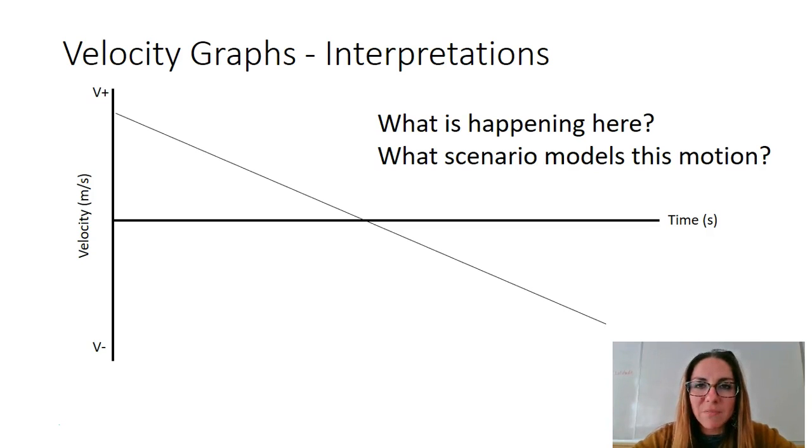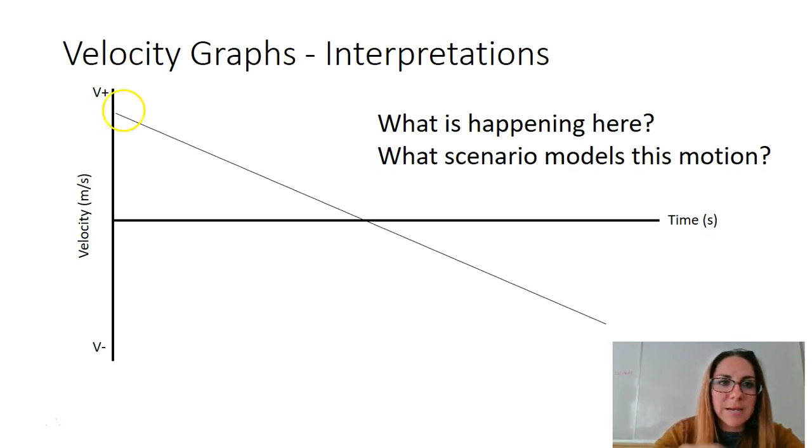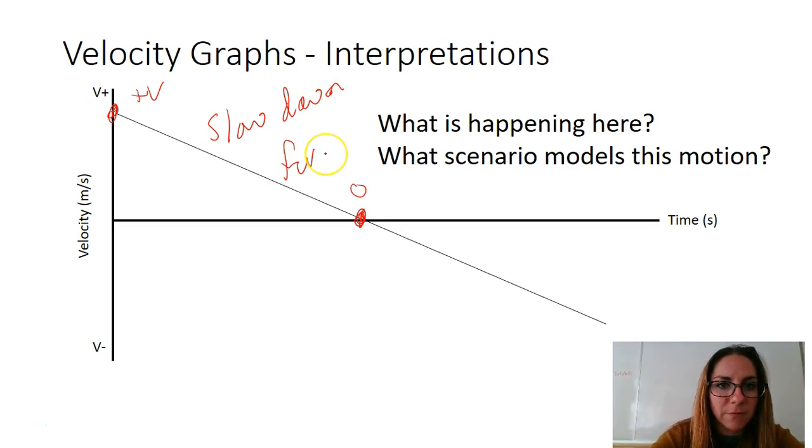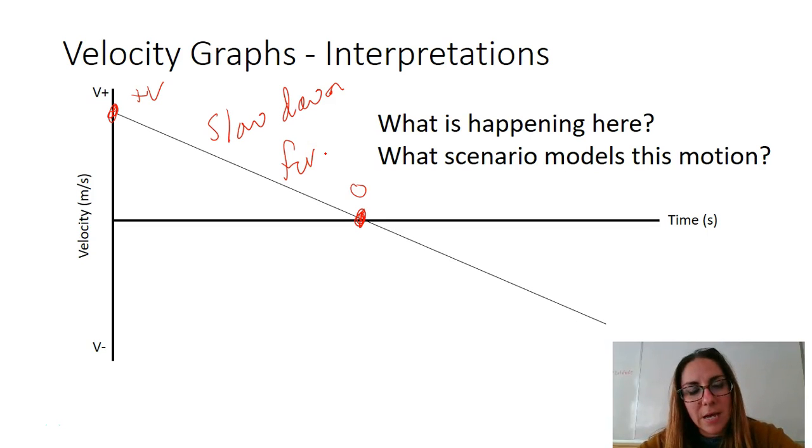Anytime you have a complex graph, break it into parts, because if I analyze this whole line as is, it's going to be difficult. So let's break it down. I see that I start here, and then I come to 0. This is a positive velocity. This is 0. So if I go from positive to 0, that's a slowdown. And I'm moving forward because I'm up above the positive x-axis.